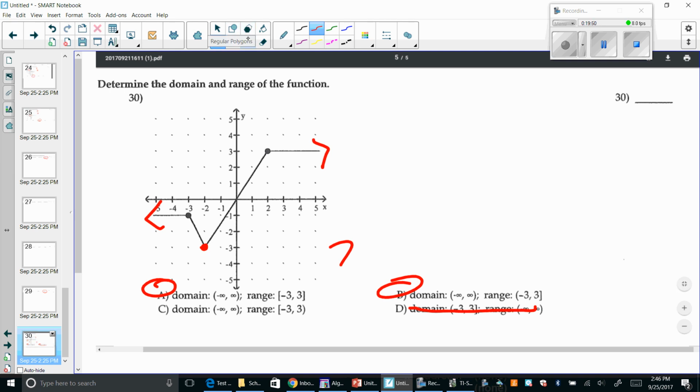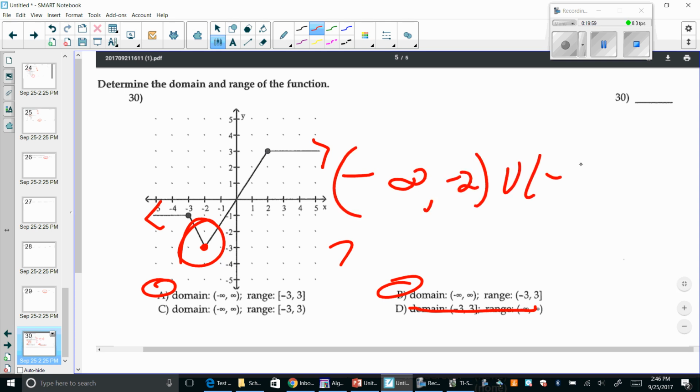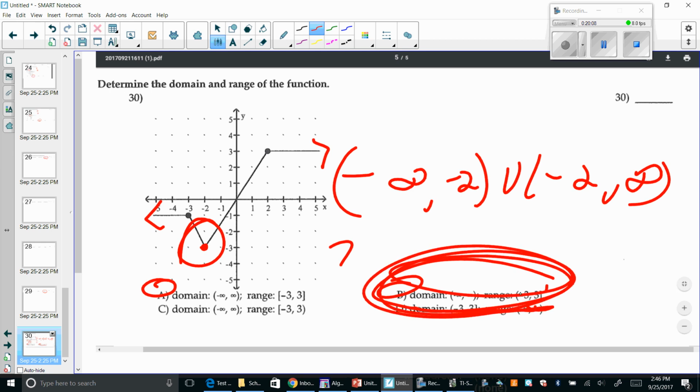So hopefully I'll go back and check all the tests from tomorrow and make sure there's not one here. The domain should have been from negative infinity to negative 2, and then from negative 2 to infinity. That should have been the domain. And then the range should have been from negative 3 with a parentheses to positive 3 with a bracket, making this the answer. I'll go back and check and make sure that nothing printed out wrong, because this one, none of the domains are right on any of these, so that kind of messes up the answer in the end.